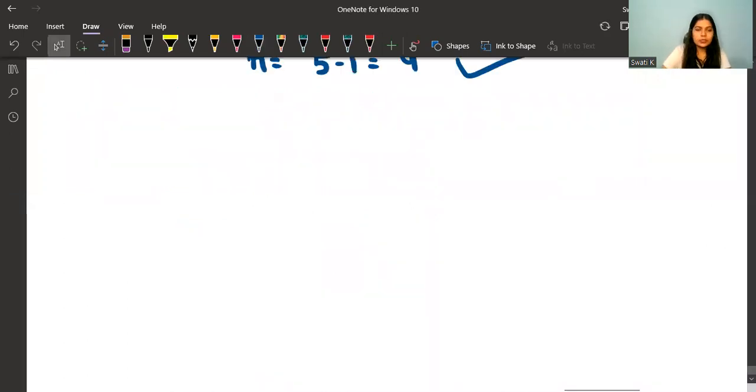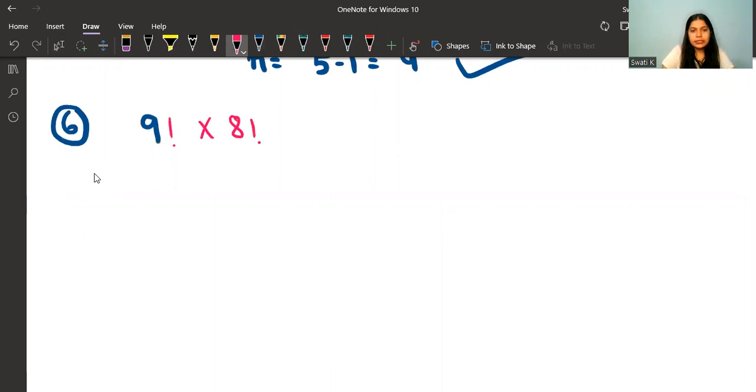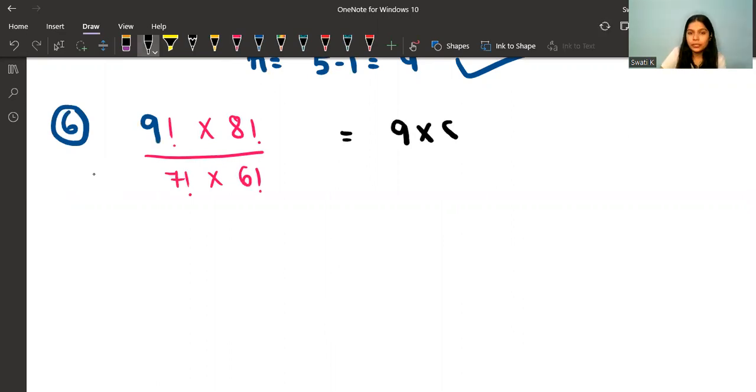So in the sixth question, what we have to do is simplify 9 factorial into 8 factorial divided by 7 factorial into 6 factorial. Very simple, not difficult again. So what we can do here, we can simply start with 9 factorial. If you simplify this, it will become 9 into 8 into 7. I'll stop at 7. I'm hoping you are understanding the reason why, because I can see 7 factorial in the denominator.